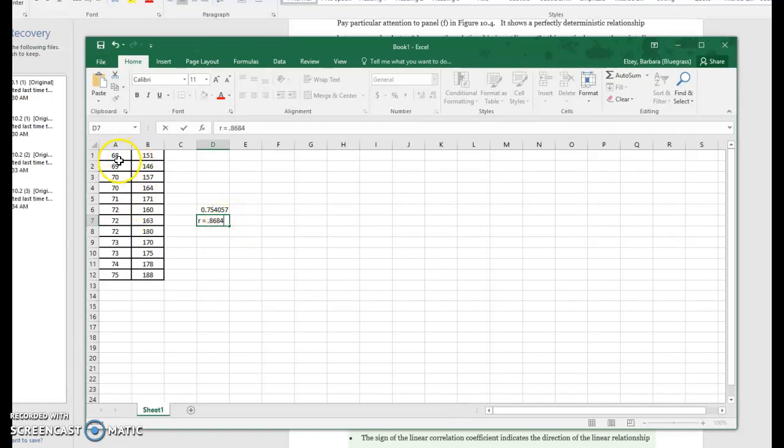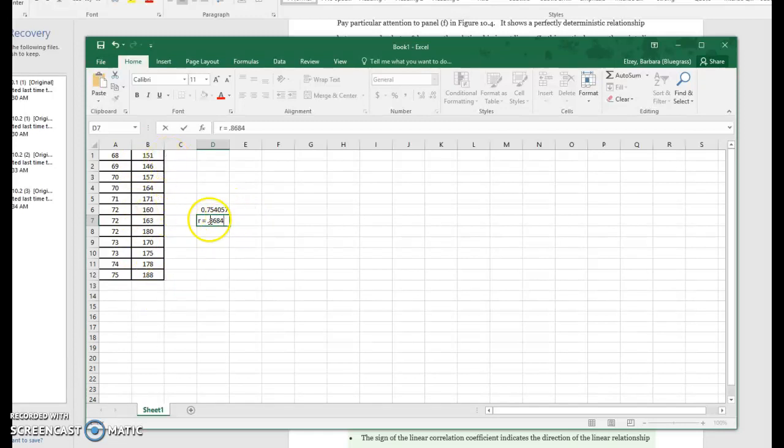So what we want to check is that as these values go up, are these also going up? And they are. So this is going to be a positive square root. If these values on the left were going down, we would get a negative square root, and so a strong negative correlation. So be careful that you watch whether these are going up or down. In this case, they're going up. So this is a strong positive correlation.